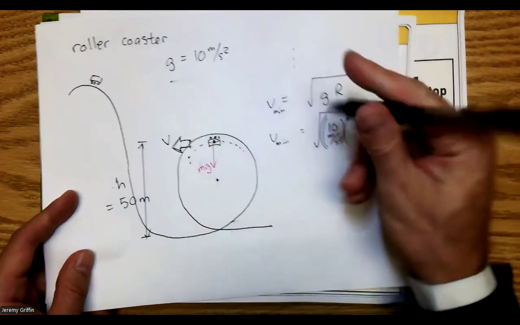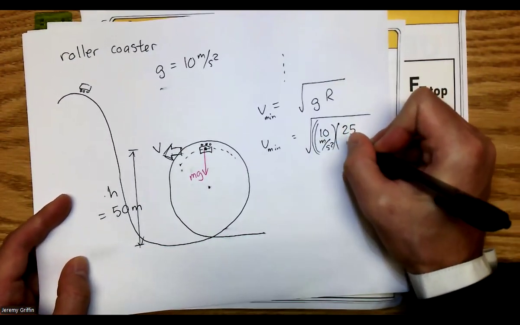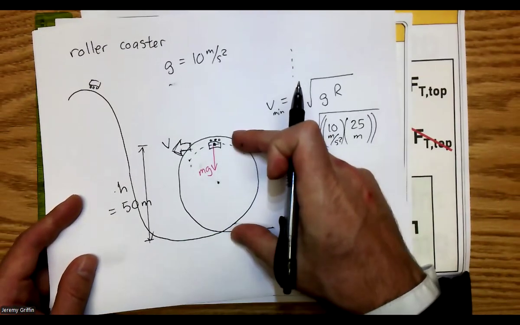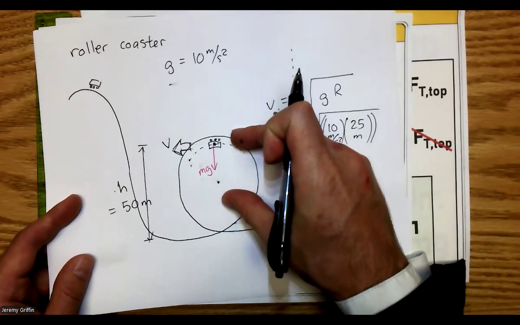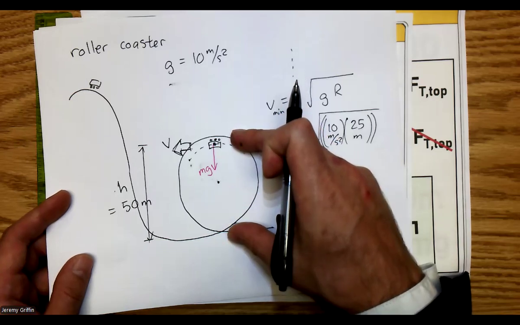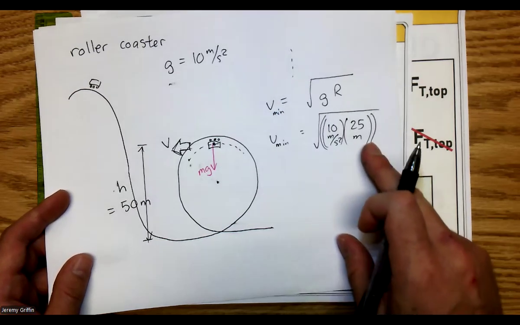25 meters. 25 meters. I've seen this quite a few times. Physics textbooks like to do that. Say, well, here's the height of the loop, and then have you guys figure out that the radius would be half of that. Right? Height's the diameter, radius is half of that. You guys see where I'm getting 25 meters?